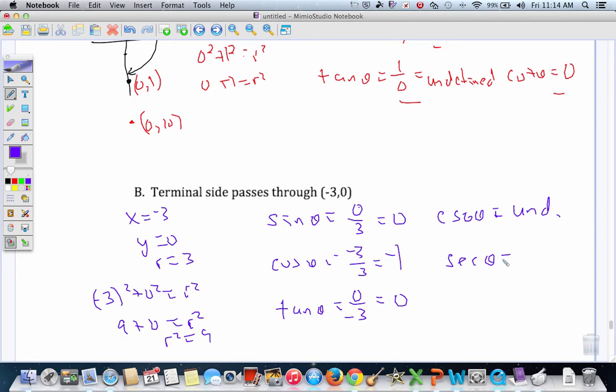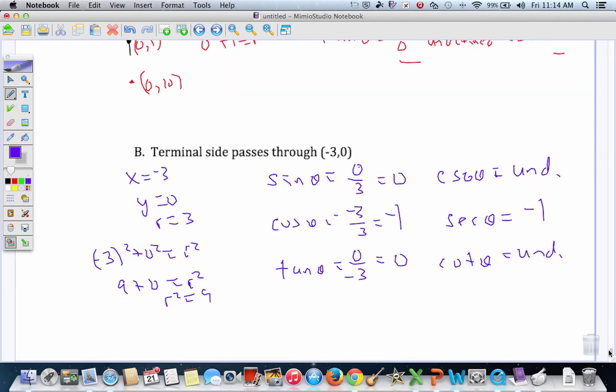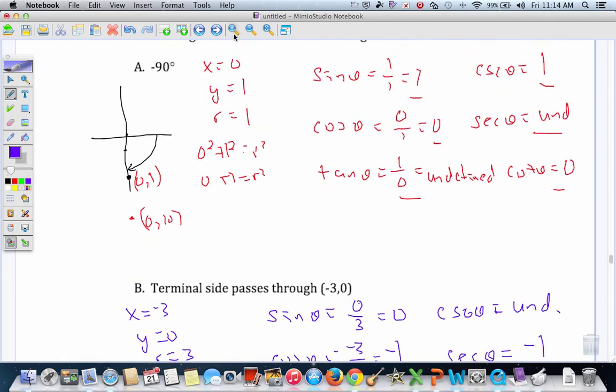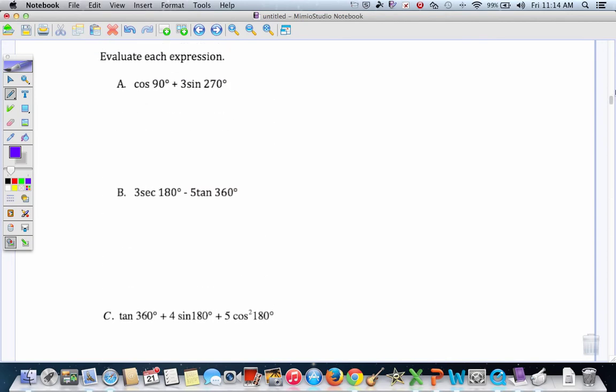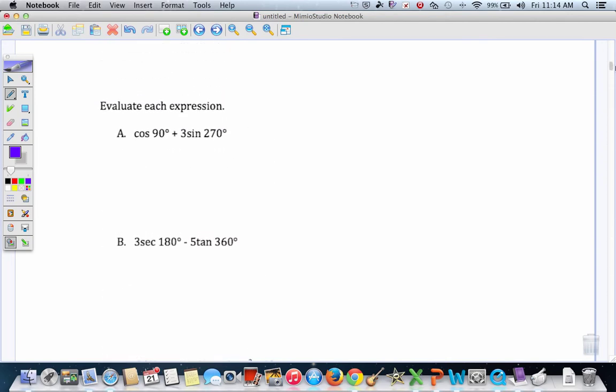Cosecant is going to be 3 over 0. 3 over 0 is going to be undefined. Secant, 3 over negative 3 is still going to be negative 1. And cotangent is going to be negative 3 over 0, or undefined here as well. Okay, so again, regardless of if we're on a coordinate or a quadrant x, y axis, we need to use any point on there, and we'll simplify down to be the same number, so 0 and 1 is probably the easiest way to go.